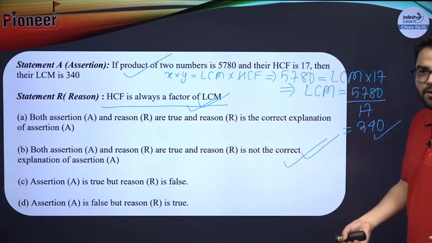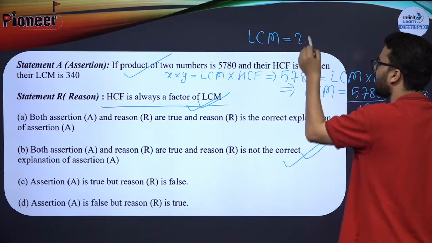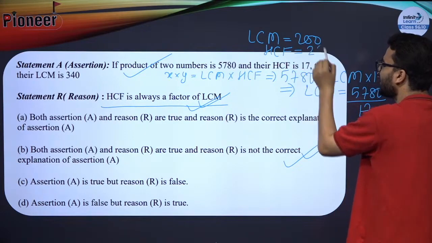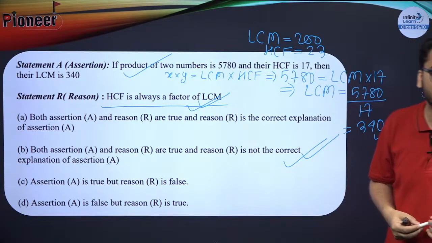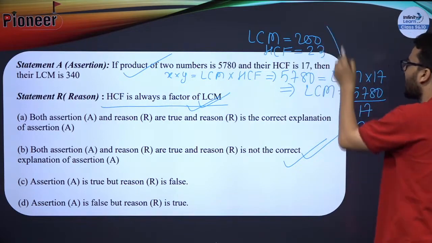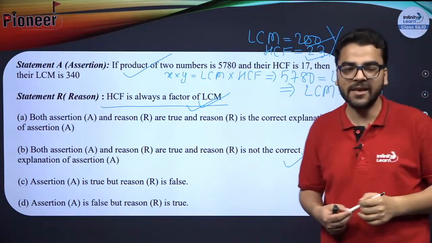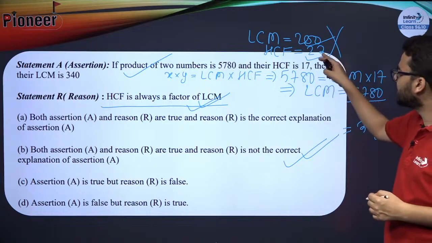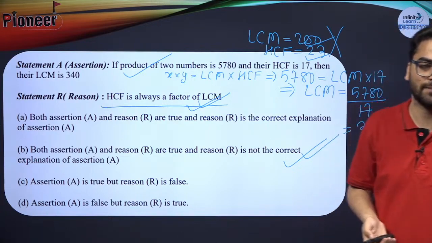So for example, a simple question can also be asked like this. Suppose LCM is given to be 200, just suppose. Can the HCF be equal to, suppose, 23? If LCM is 200 and HCF is 23, can this situation happen? You will say no, this situation cannot happen because HCF has to be a factor of LCM. So this situation will not happen because 23 is not a factor of 200. So in true or false it can be asked. I hope it is clear to every student in this session.